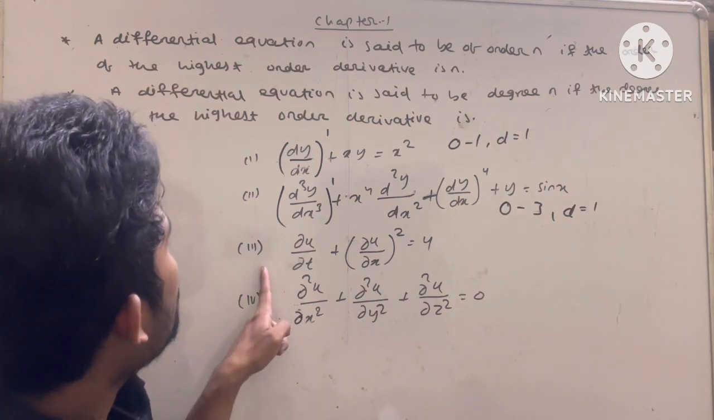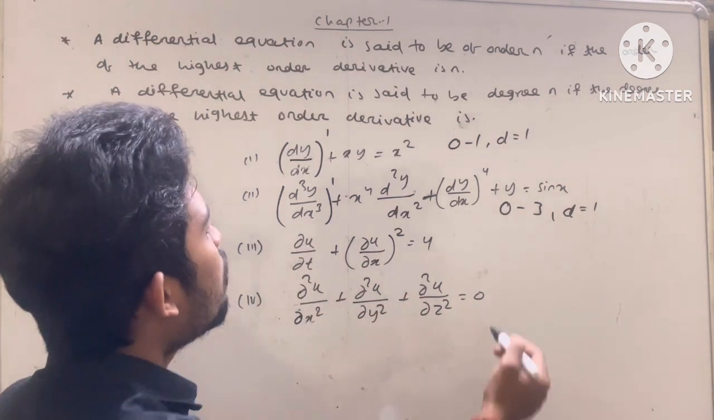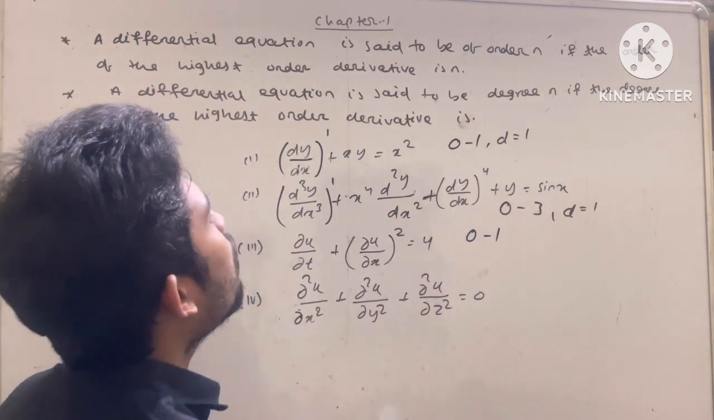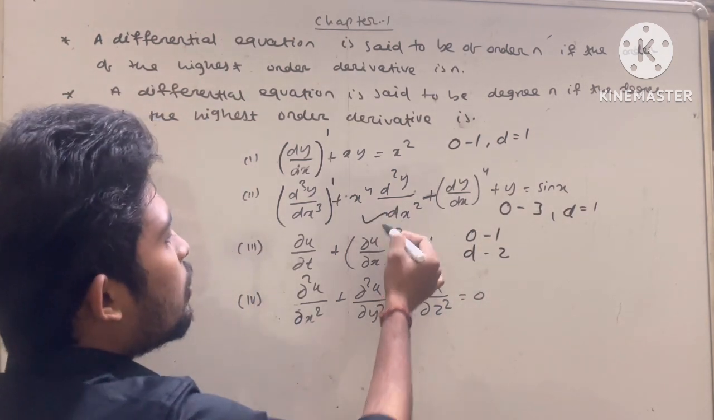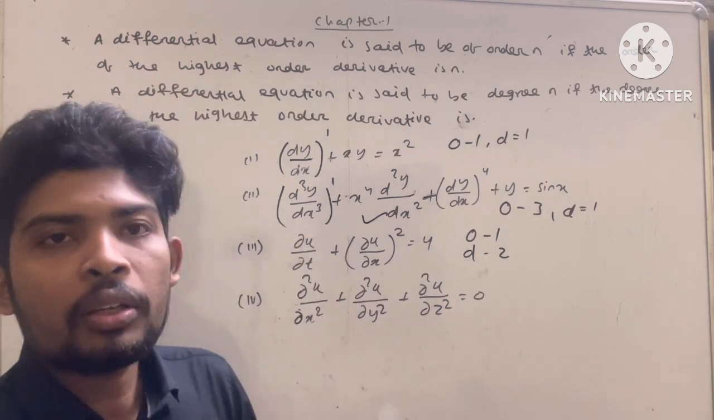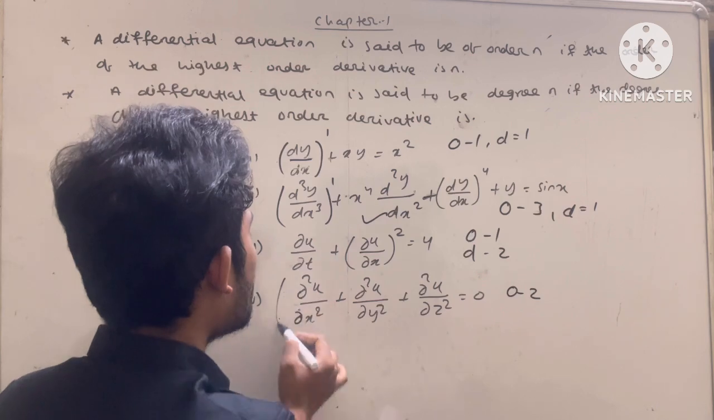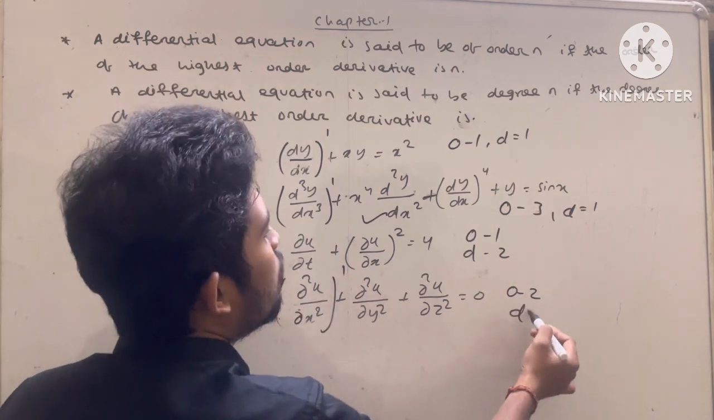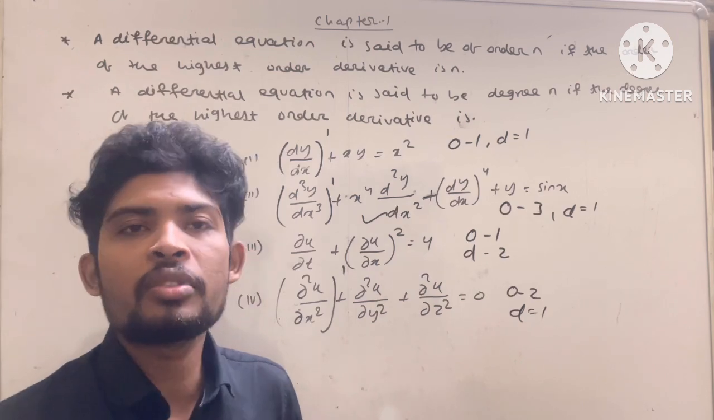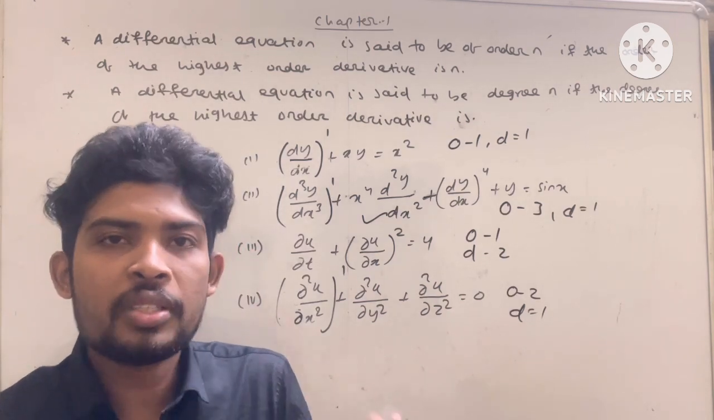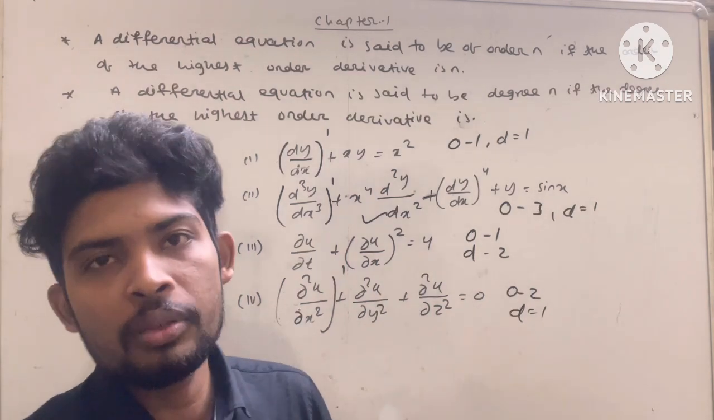Look at the third question. The highest order derivative is of order 1 and its power is 2, so the degree is 2. And look at the fourth one. Here the highest derivative is of order 2, and its power is 1, so the degree is 1. Here we have seen the simple cases. Now we have to see some more examples to understand the concept of order and degree of the differential equation.